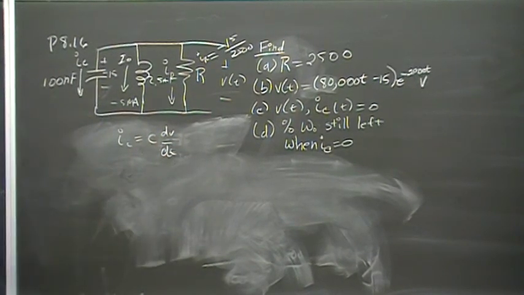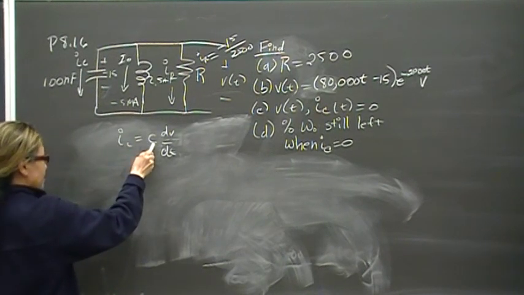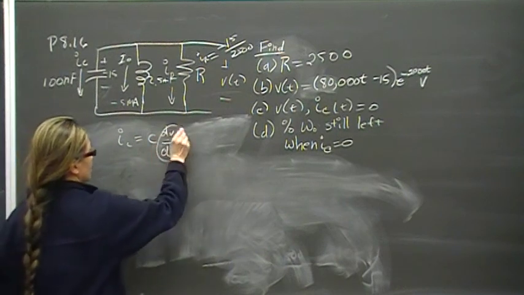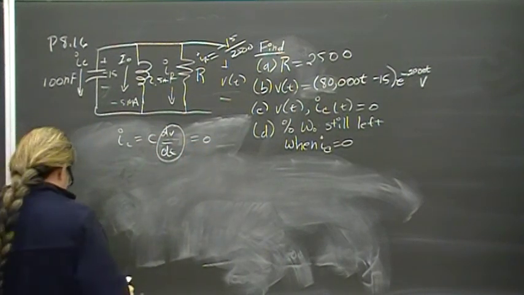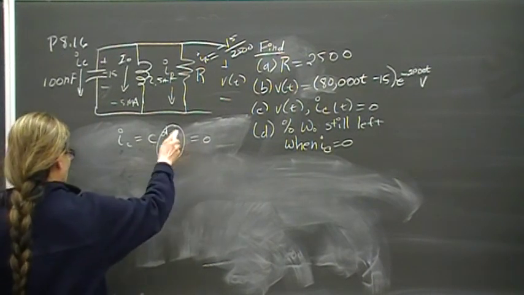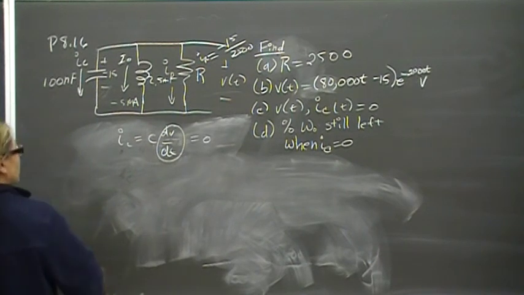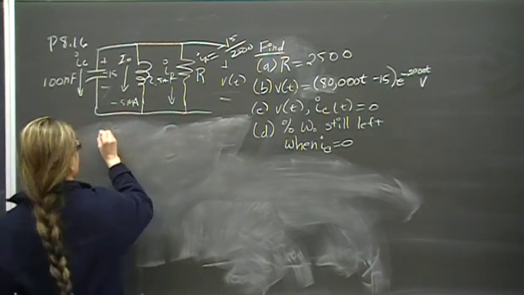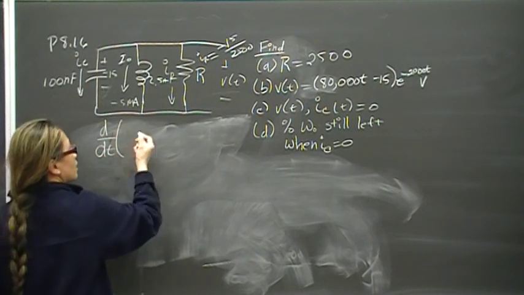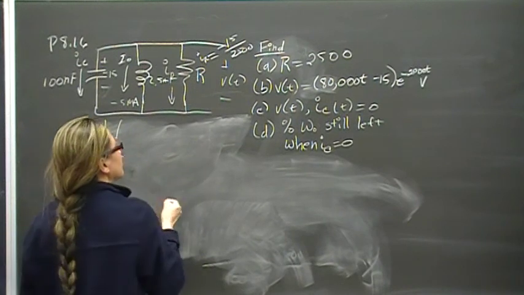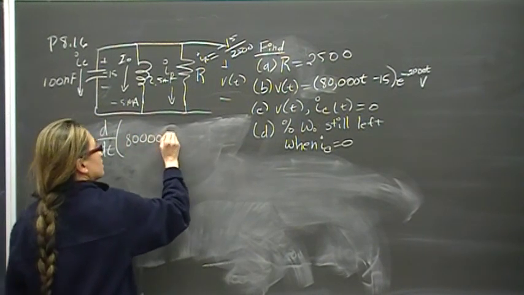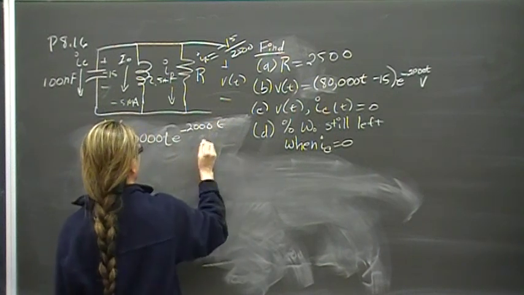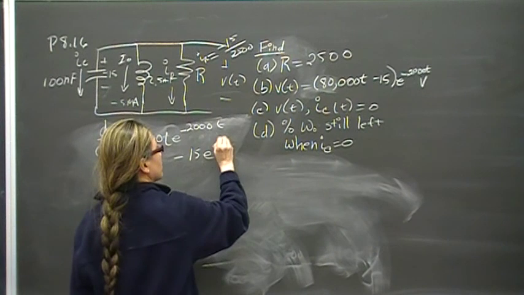So what can we say about IC? Well, it's either 0 when the capacitance is 0, which is trivial and not important, or more importantly, it's 0 when dV/dt is 0. The non-trivial case is when dV/dt is 0. So we have to find the point where dV/dt is 0, which means we have to differentiate V of t. So we take the d/dt of it and multiply that through. So we have 80,000 t e to the negative 2,000t minus 15 e to the negative 2,000t.